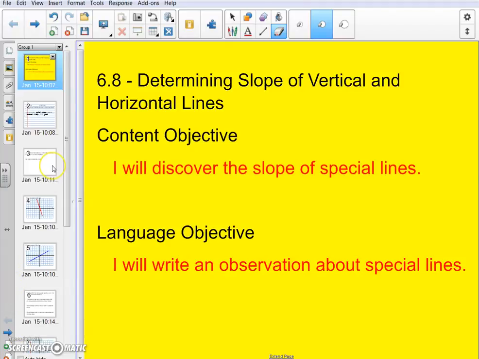Alright, today's lesson is 6.8, Determining Slope of Vertical and Horizontal Lines. The content objective is I will discover the slope of special lines. The language objective is I will write an observation about special lines.